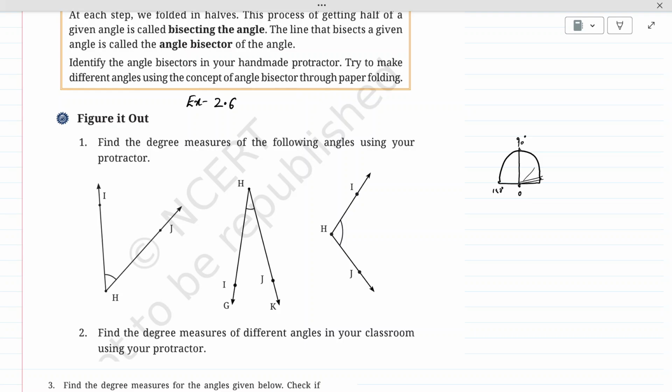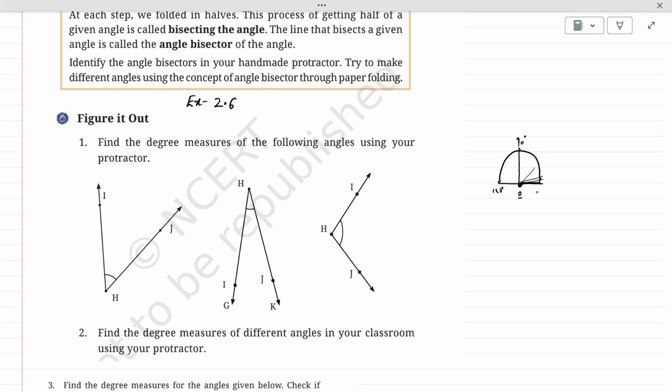So whenever we have to measure any angle, we have to keep the vertex of the angle at the point O. We have to keep our protractor, and map the center of the protractor, this point which I have marked as O, and overlap it with the vertex of the angle. Also, we have to overlap this particular line with one of the arms, and then we can measure the other arm. We can see at what degree the other arm is present.